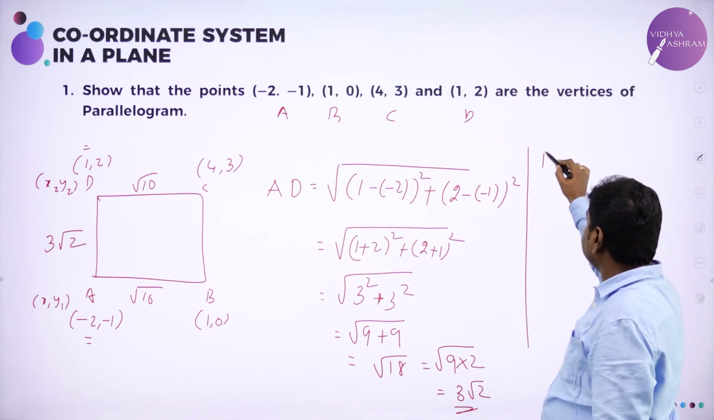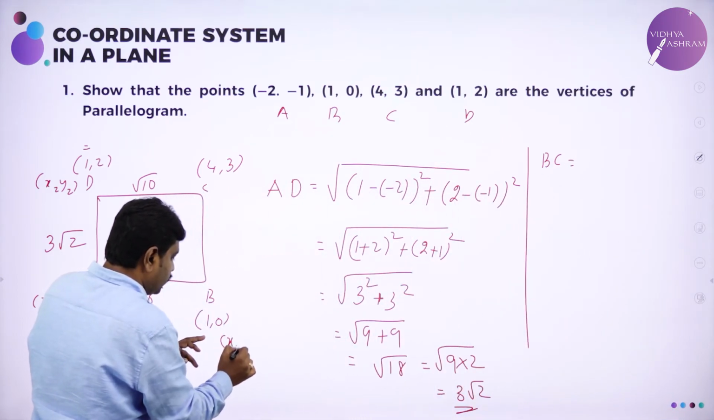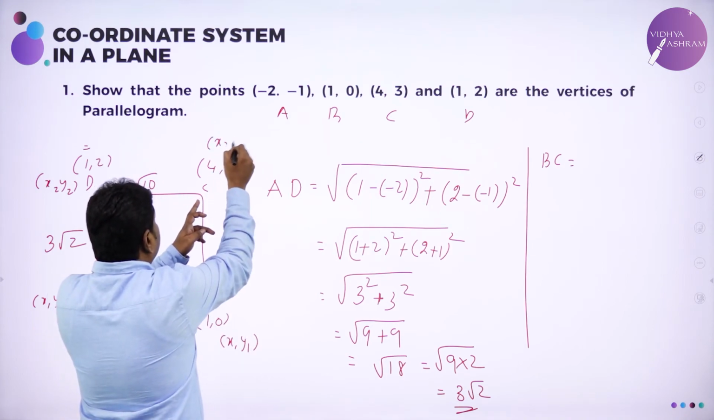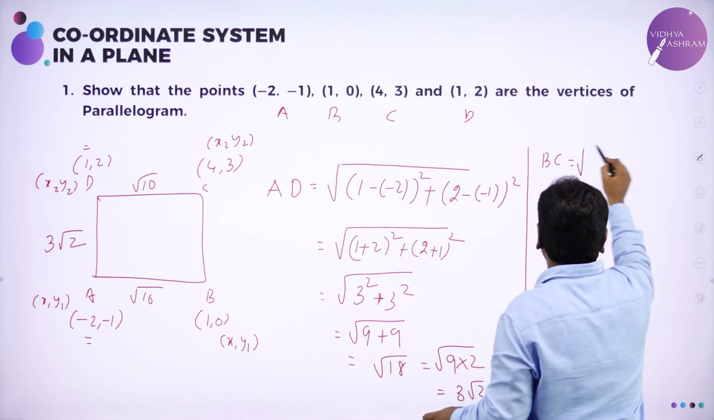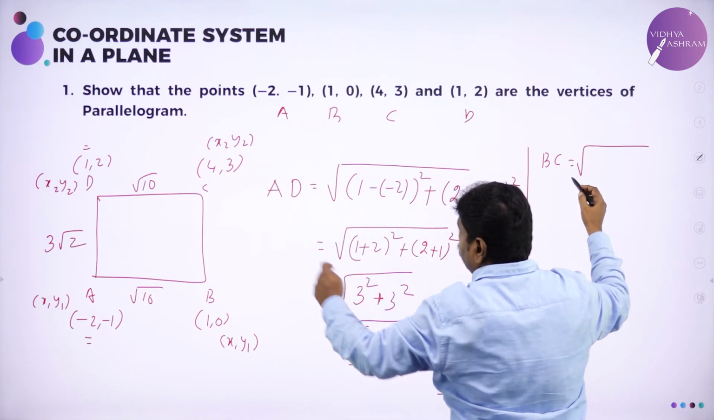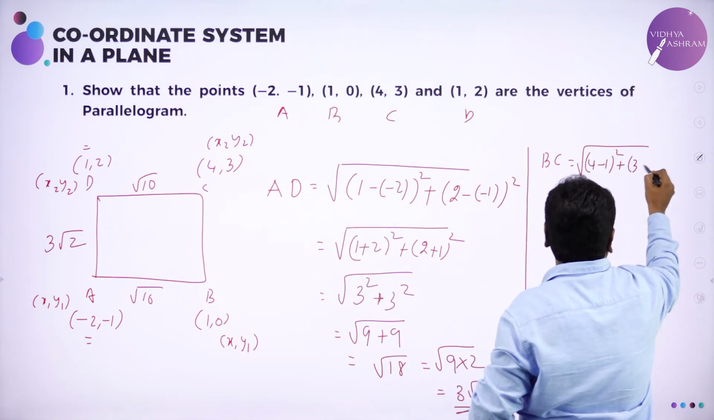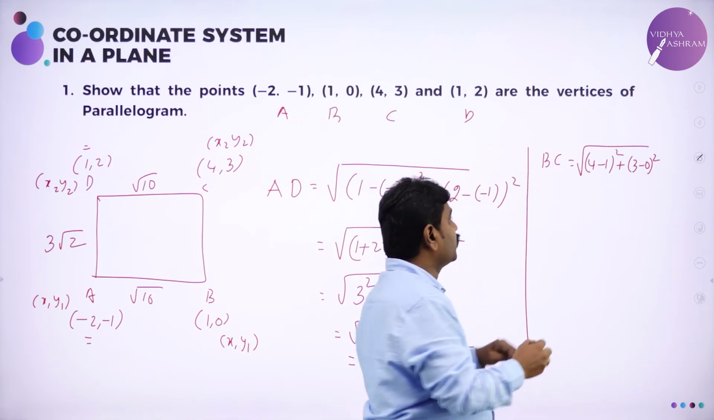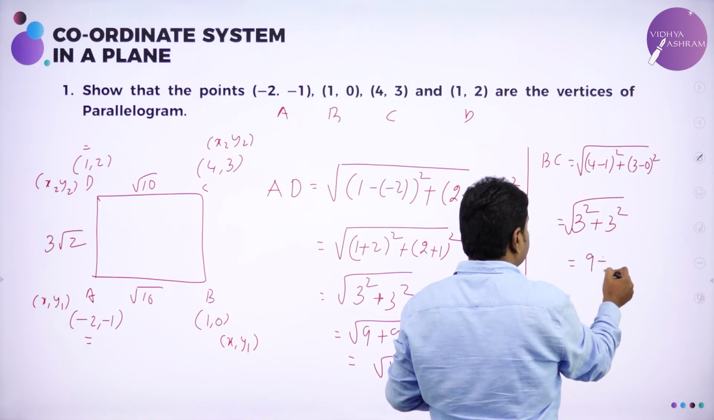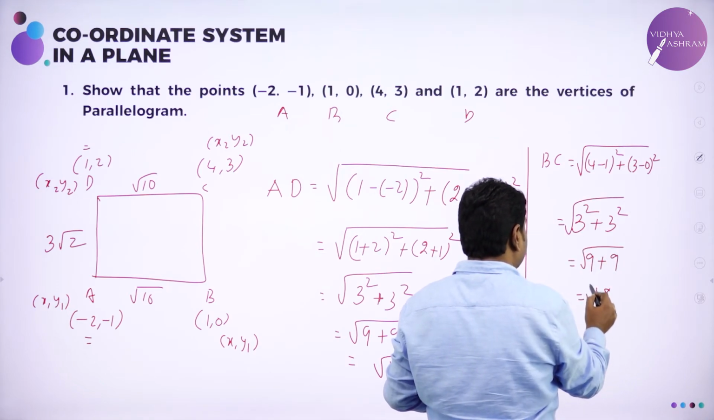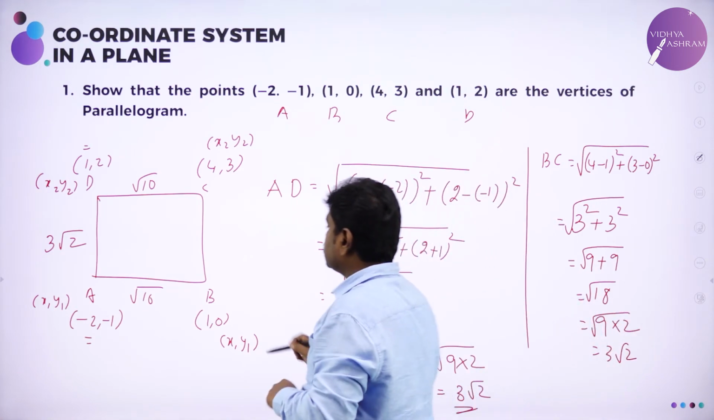So now BC, again one pair you take it as x1 y1, I will take B as x1 y1, I will take C as x2 y2, I will apply distance formula. What is the distance formula? Root of x2 minus x1 the whole square, that is root of 4 minus 1 the whole square plus y2 minus y1 the whole square, 3 minus 0 the whole square. Simplify this. So 3 square plus 3 square under root, that is 9 plus 9 under root, that is root 18. I told you can leave it or you can write it as 9 2s and 3 root 2. So this also we got 3 root 2.